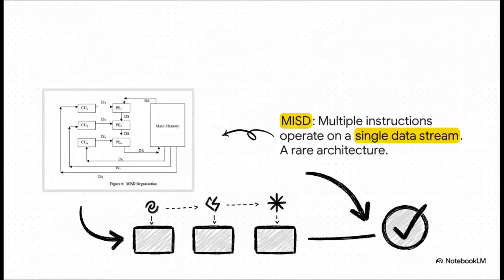Then we have MISD, Multiple Instruction Single Data. Now this one is kind of the oddball of the family. You really don't see it much in the real world. Here you have a bunch of processors all running different instructions but on the very same stream of data. Its main use case is in these ultra-reliable, fault-tolerant systems, where you might have several processors all checking each other's work on some critical data feed.